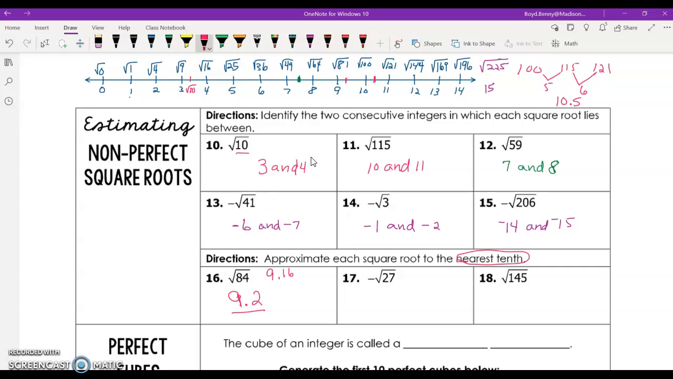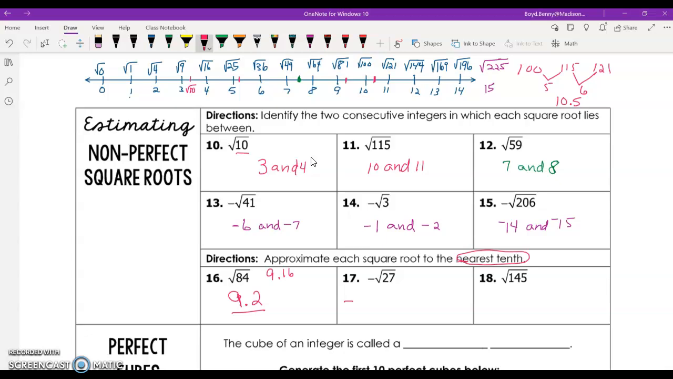Let's look at the negative square root of 27. First of all, we have to put that negative there because we're looking for a negative root. 27 is in between 5 and 6. It's less than halfway, so it's somewhere over here. So again, I'm going to say, let's see, it's 2 spaces away from 25.